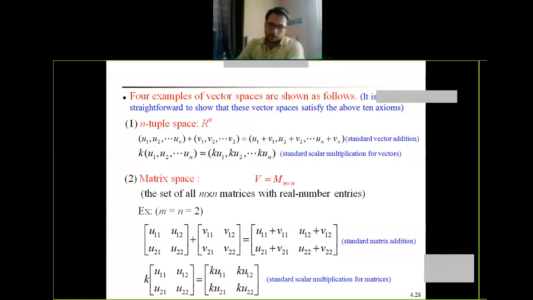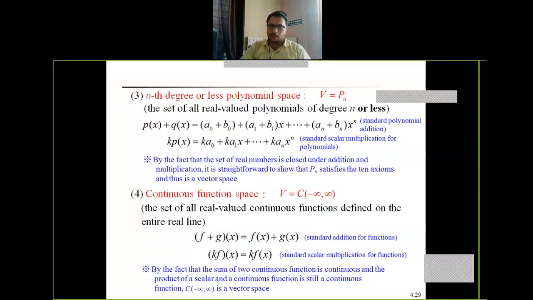Okay, so please note here, V is equal to M m by n. That means if we put any values of m and n, let's say in this case m and n equal 2, a 2 by 2 matrix will be there. Are you getting this? Any real number values can be put, so it will again form a vector space.